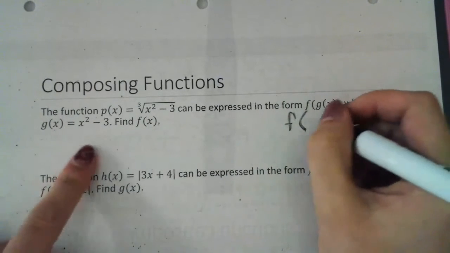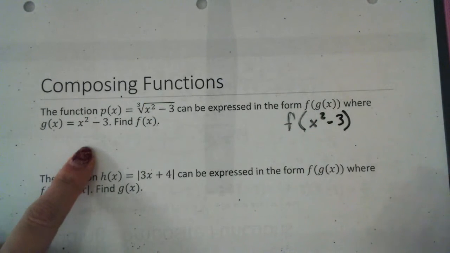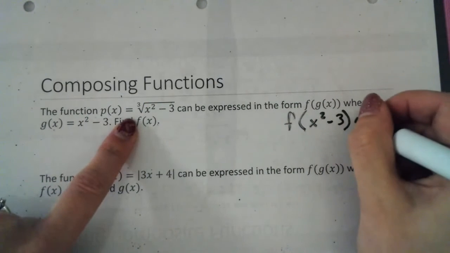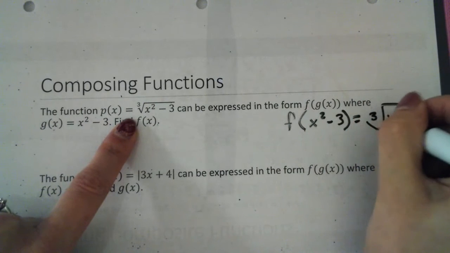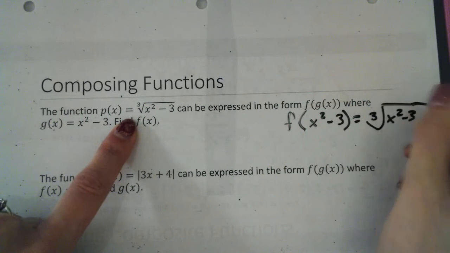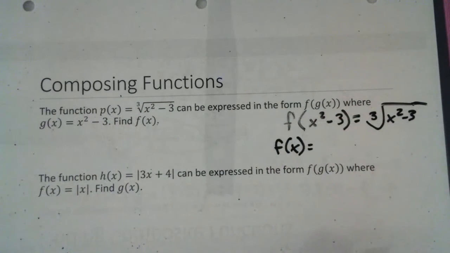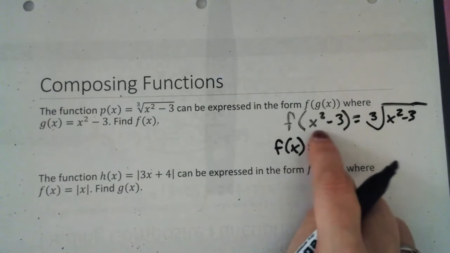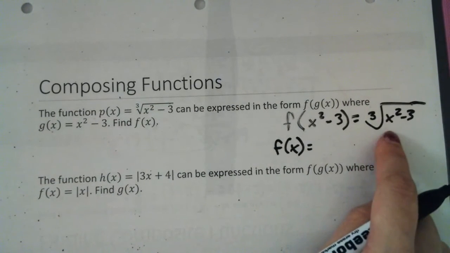F of, we know g of x is x squared minus 3. It says that this function p of x can be expressed in this way, so this is equal to the cube root of x squared minus 3. It's looking for us to find f of x. So it's asking, what function do I have to plug this into to get this expression out?